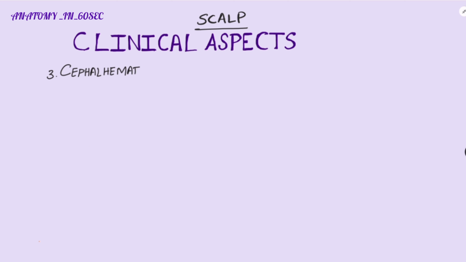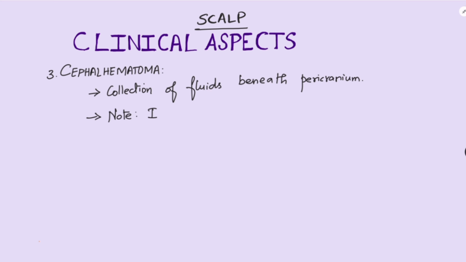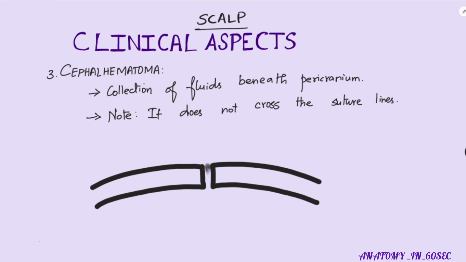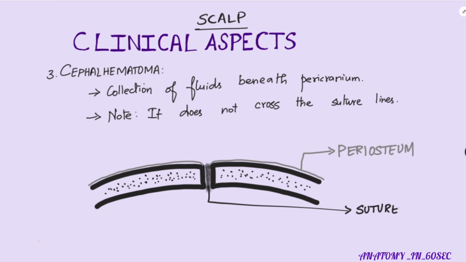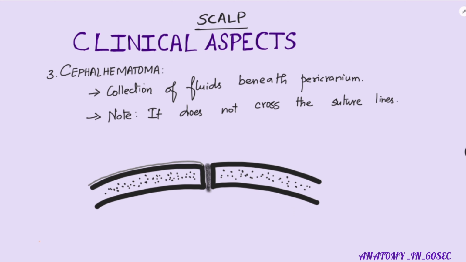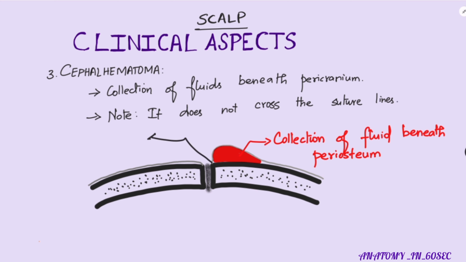Third is cephalhematoma. It means collection of fluid beneath the pericranium. It should be noted that the collected fluids do not cross the suture lines. This is the representation of skull bone, and its covering, the pericranium. The fluid tends to collect beneath the pericranium. It is limited by the suture, and do not cross to the opposite side.